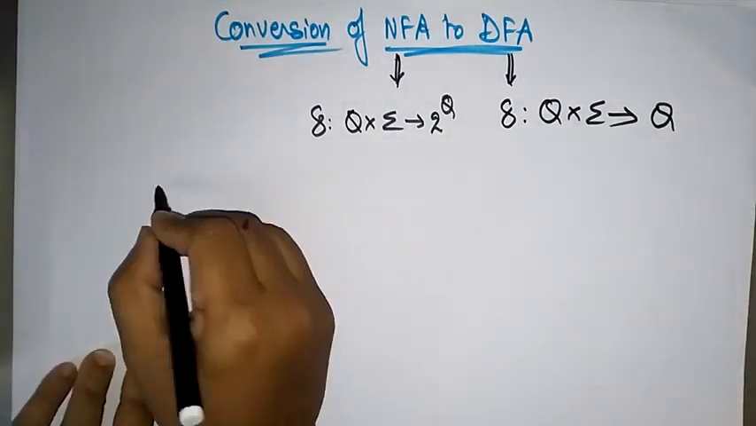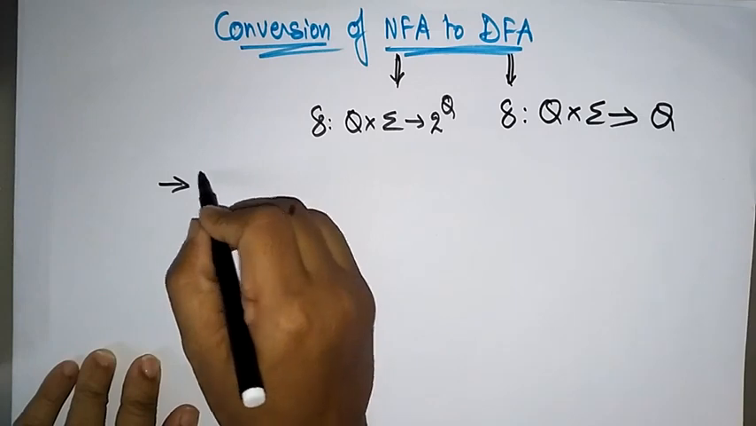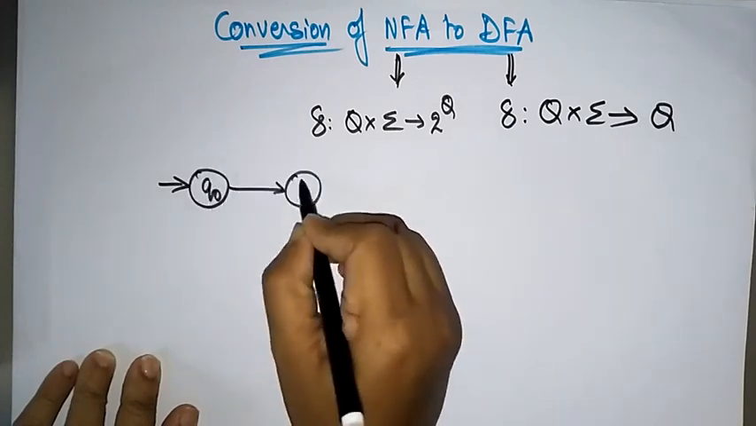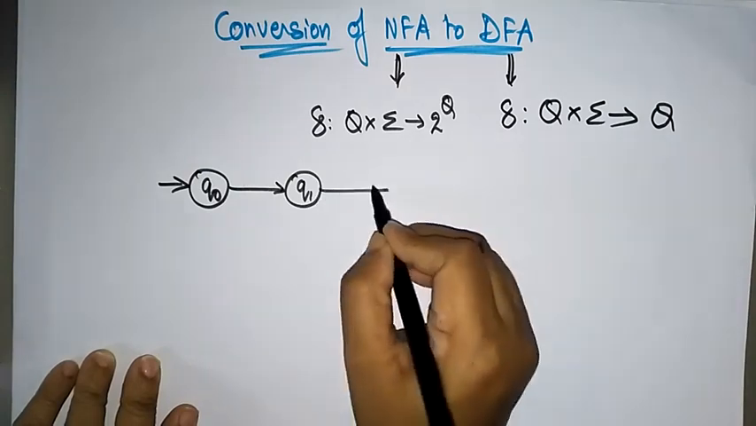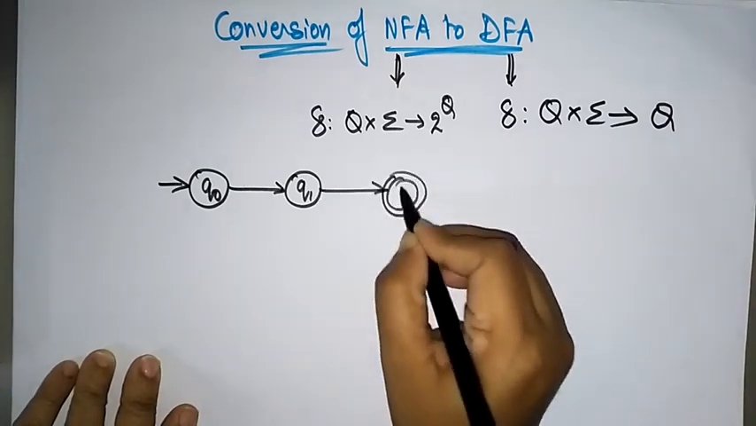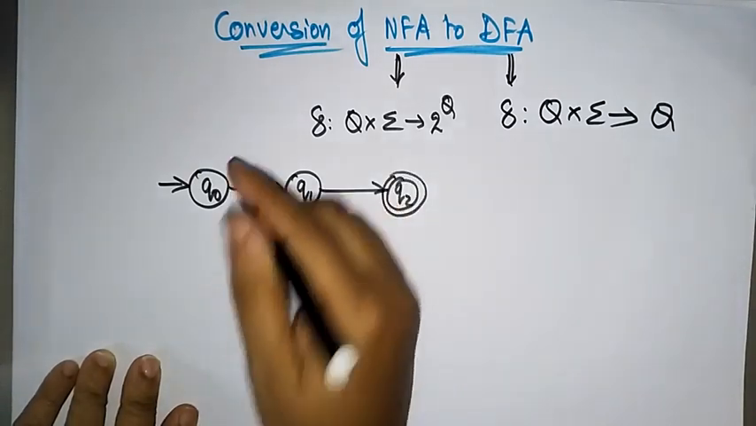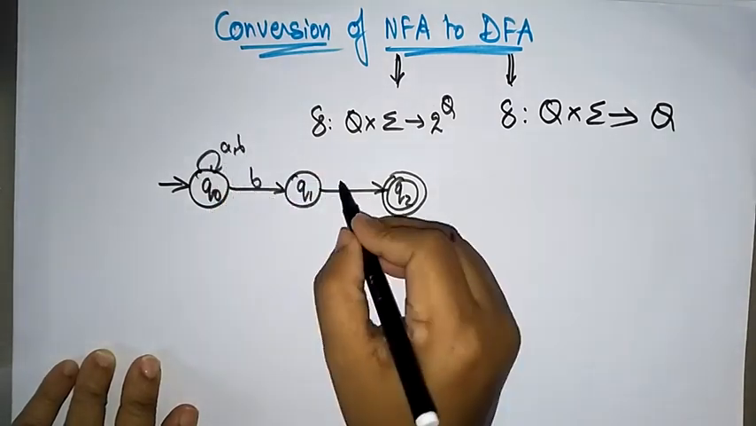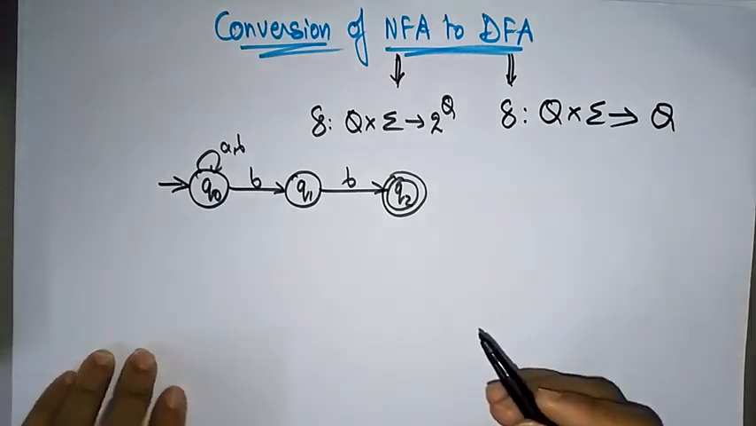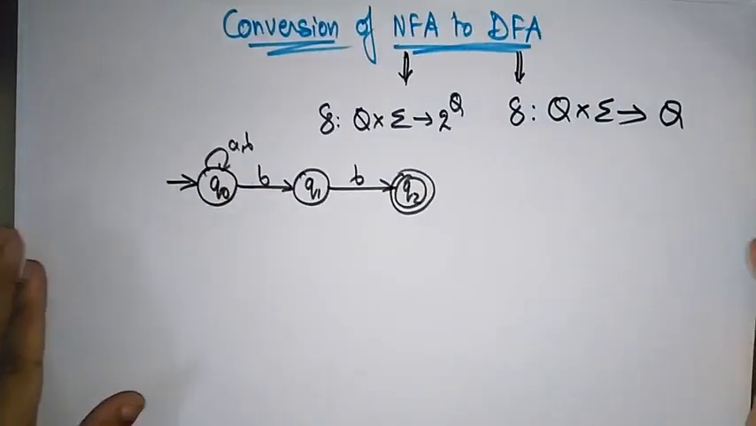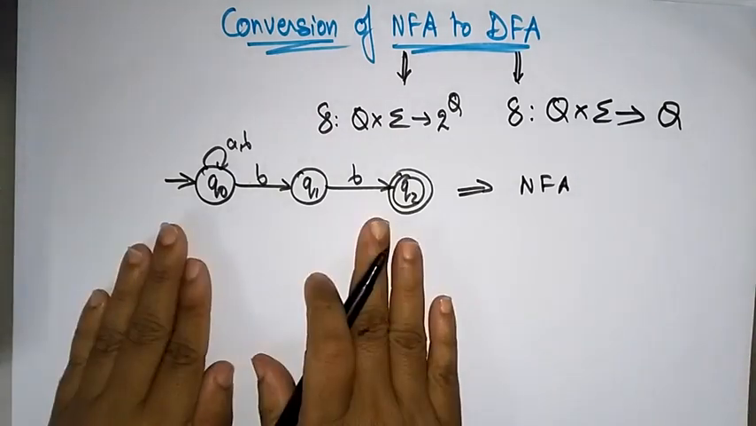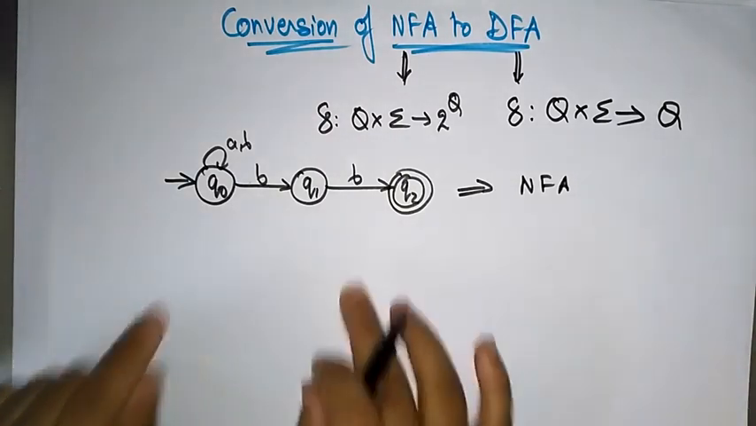Now let me take Q0, Q1, Q2. So I have taken 3 states with input symbols A, B. So this is the NFA. Now I want to convert this NFA to DFA.